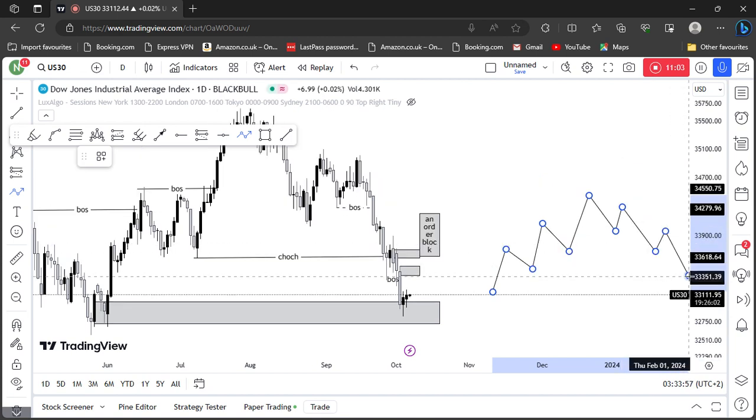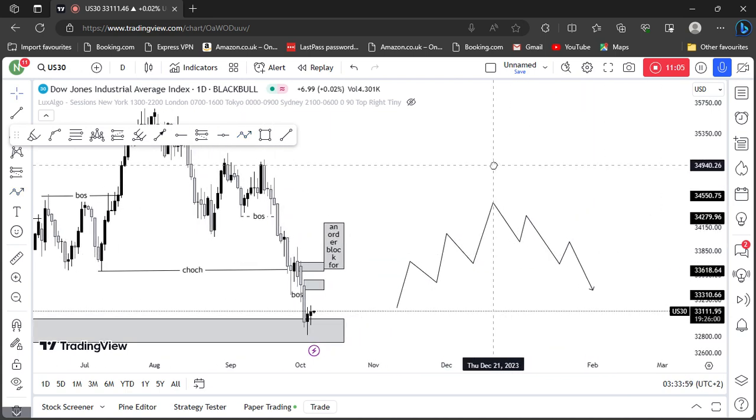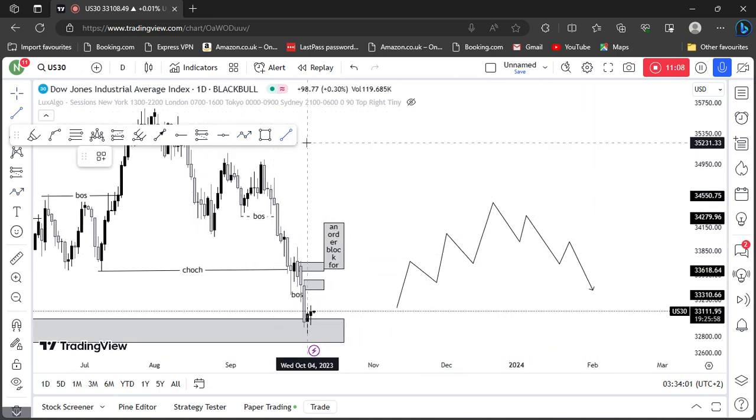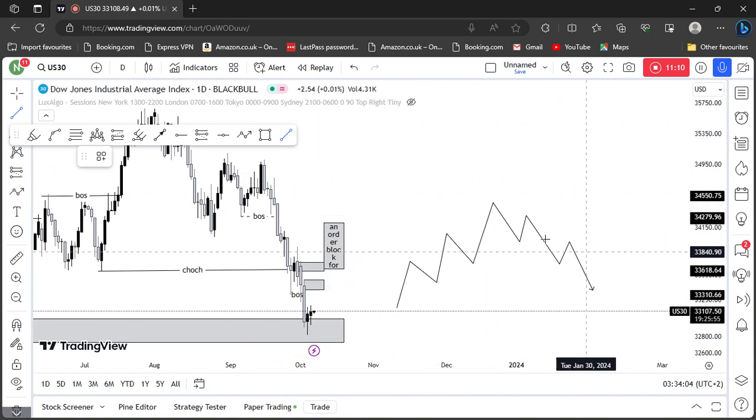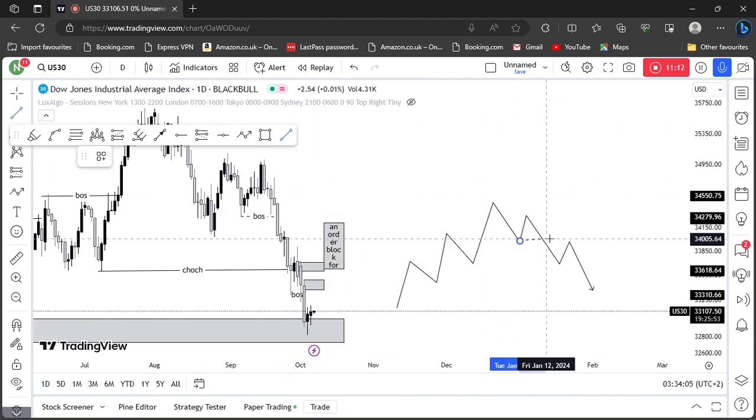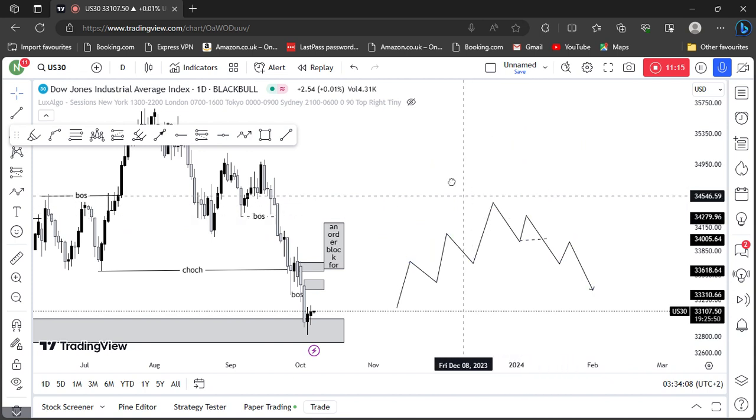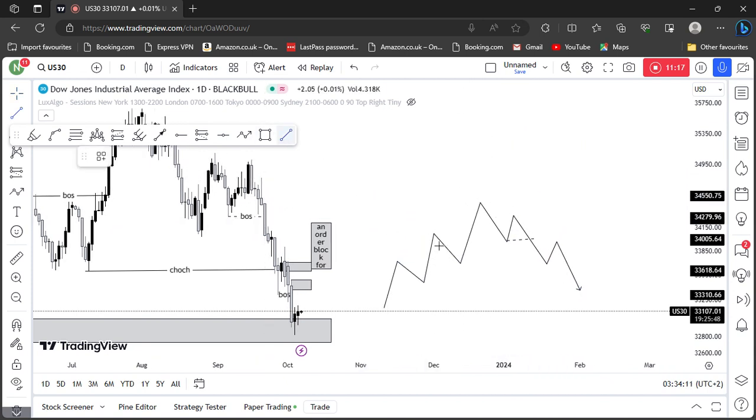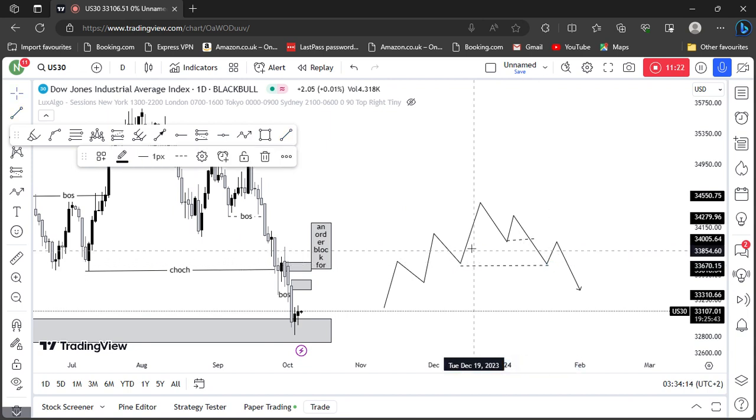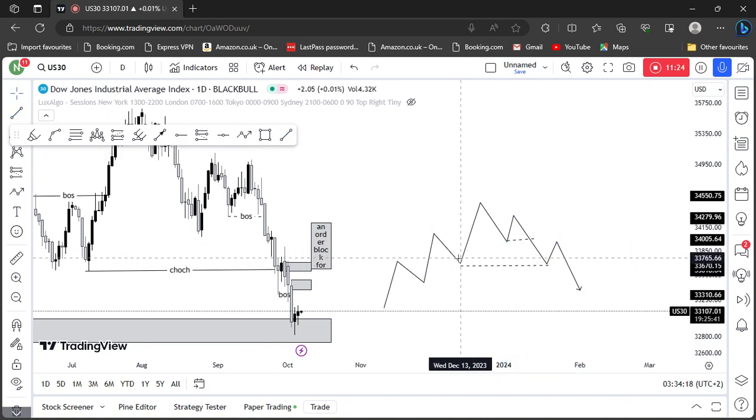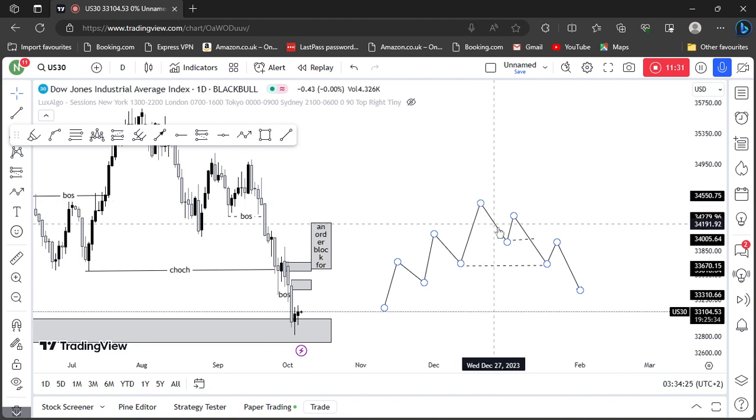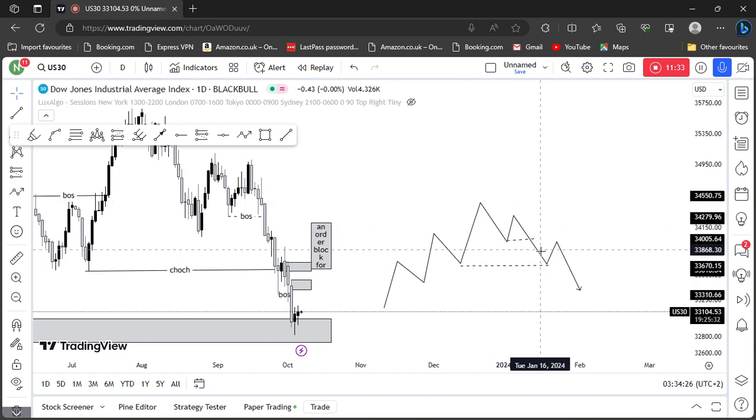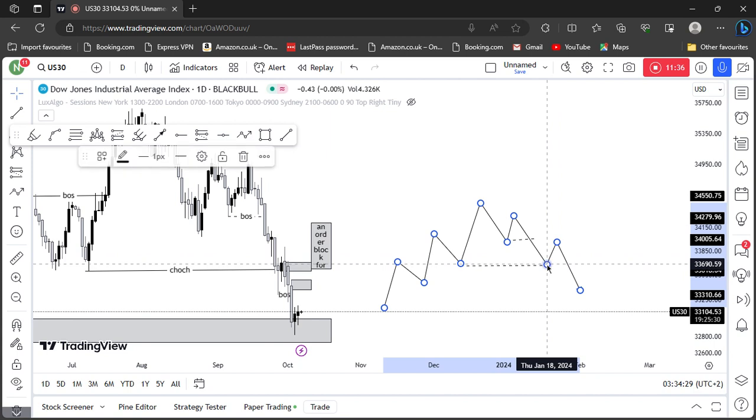then moves like this. But I've seen some people mistake the change of character by saying, okay, here's the change of character right there. We can only get a change of character when the market passes the higher low that gave us a higher high. That's the only time we can have a change of character, just like here, right?